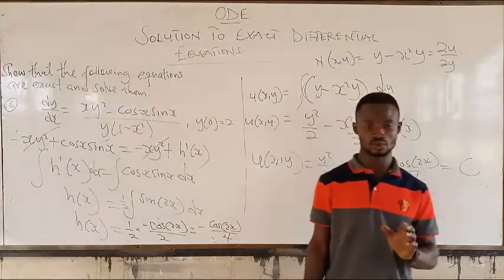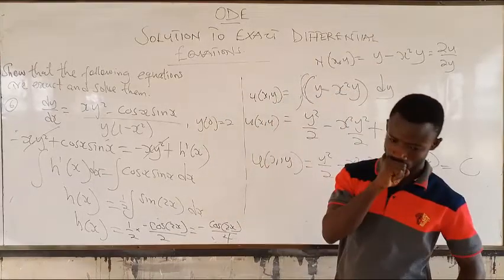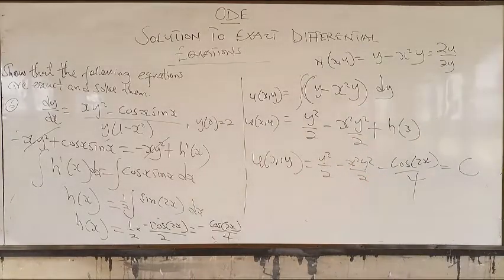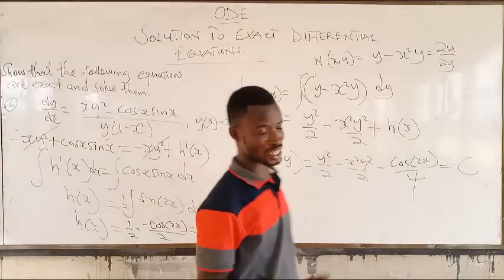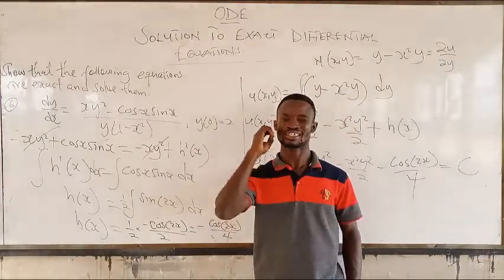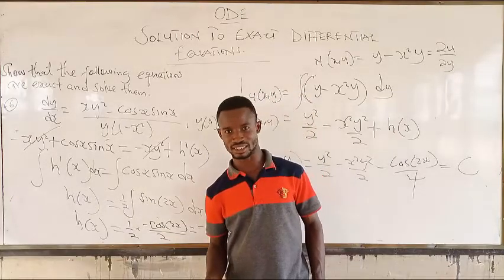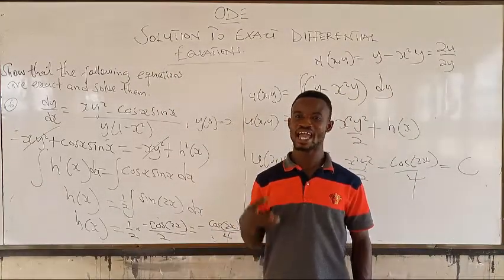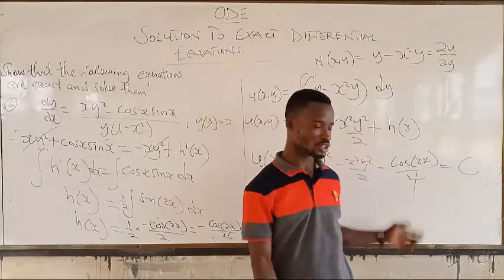We are going to look at the case that when you verify, it's not going to be exact. So if it's not exact, it doesn't mean that you can't do anything about it. We can do something about it, and that is the integrating factor. So for that one, we will go and find the integrating factor and use it to make it exact, for us to continue to solve our general solution.